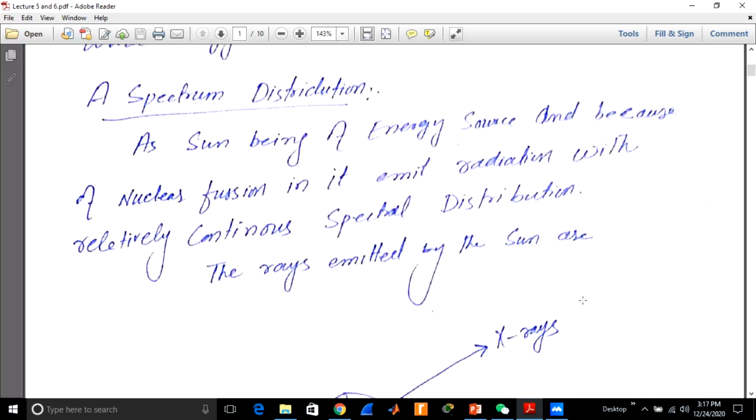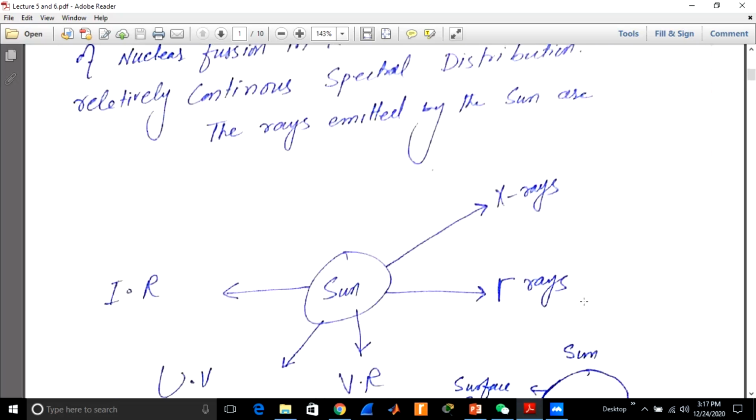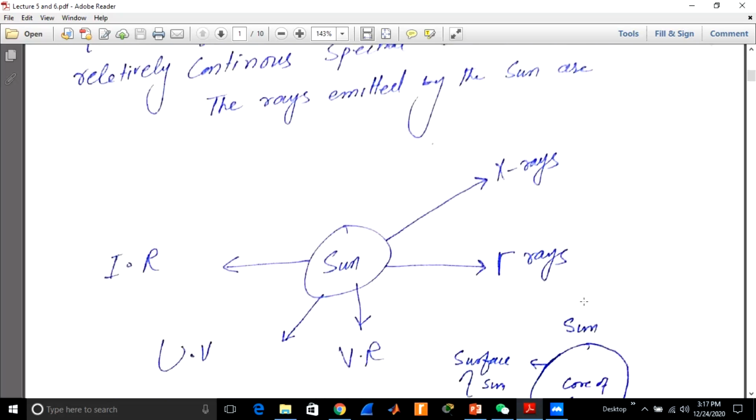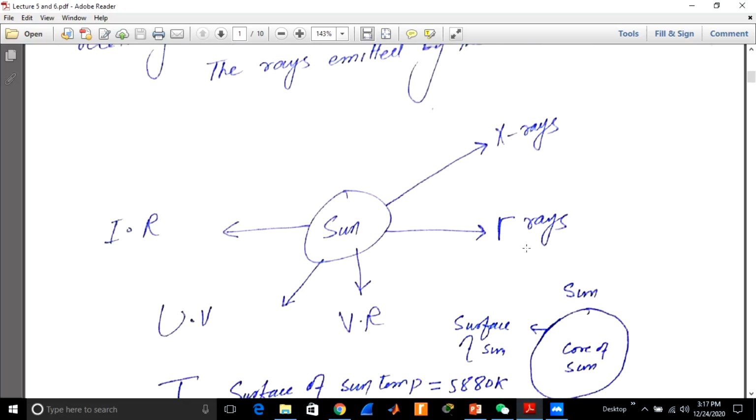So what are the rays emitted by the sun? They are of different categories. Some of the sun's rays are infrared, some are ultraviolet, some are invisible rays, some are called gamma rays, and some are called X-rays. These are the different rays radiated by the sun.